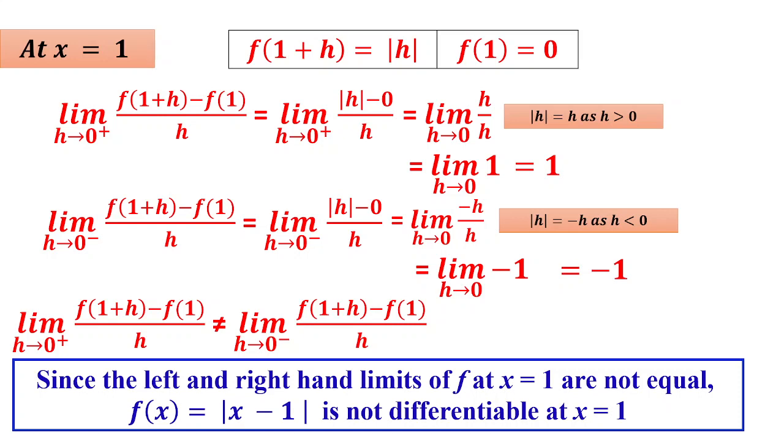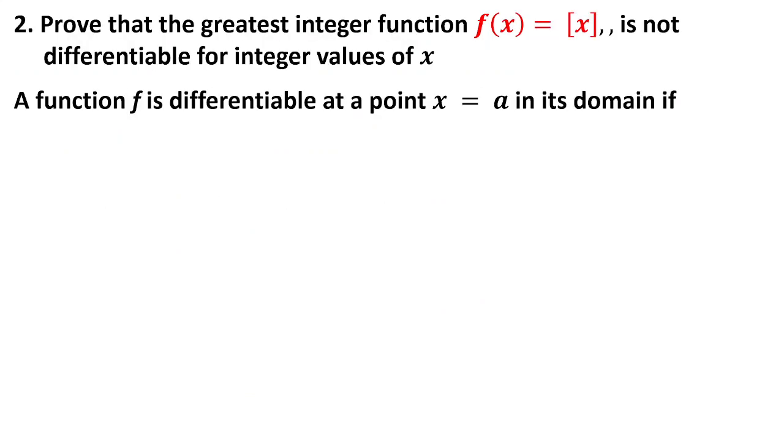Very simple. But remember, this is because of the property of mod h. In the right limit it is simply h. In the left limit it is minus h. Fine. Let us move on to the next question.